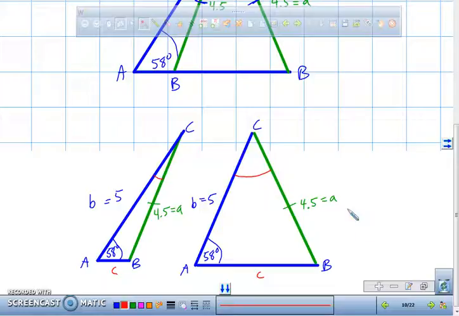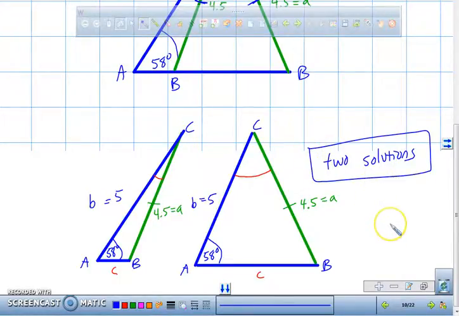But yet you have 2 totally, distinctly different triangles. This is why the answer is not one solution, but you could actually have 2 solutions. 2 solutions means you could actually have 2 different triangles based on this given situation.